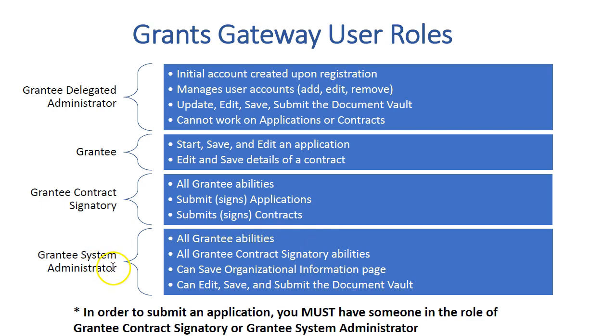The Grantee System Administrator has very similar rights to the Grantee Contract Signatory. They have all the grantee abilities, but they can also submit and sign applications and contracts, so the same contract signatory abilities. They also have some administrative rights. They can save the organizational information page, and they can save, edit, and submit the document vault. So as it shows in the bottom here, it is important to have somebody in the role of Grantee Contract Signatory or Grantee System Administrator if you want to submit an application, or in this case, sign a contract.